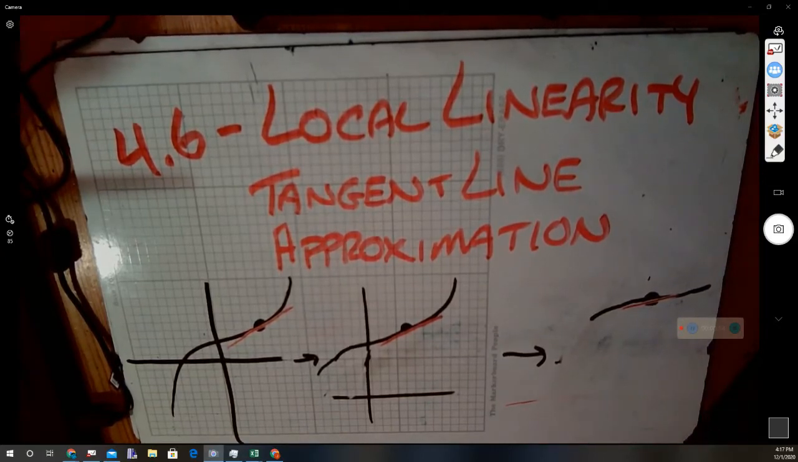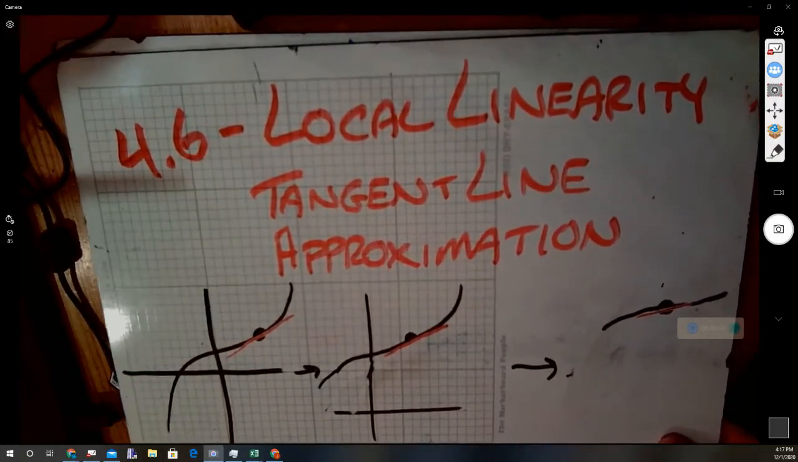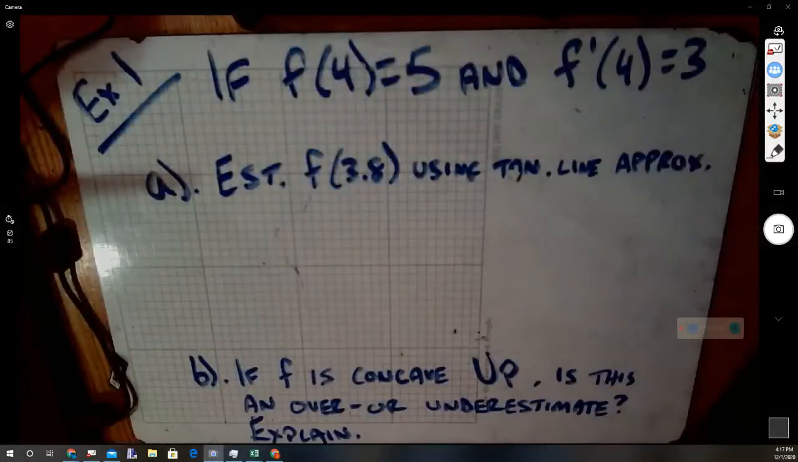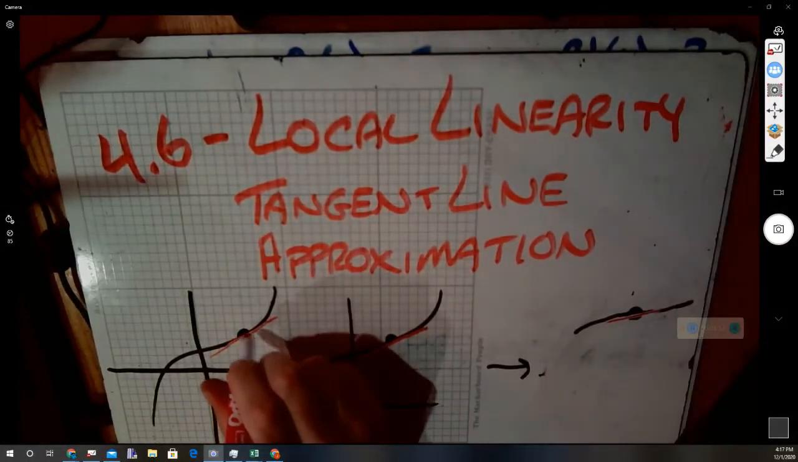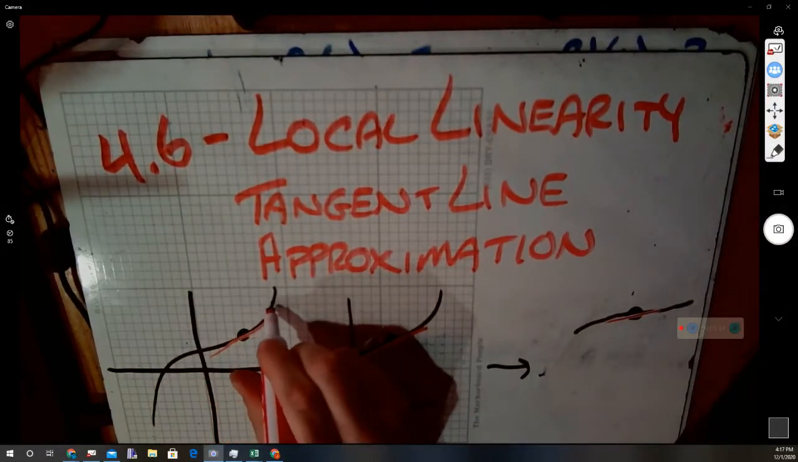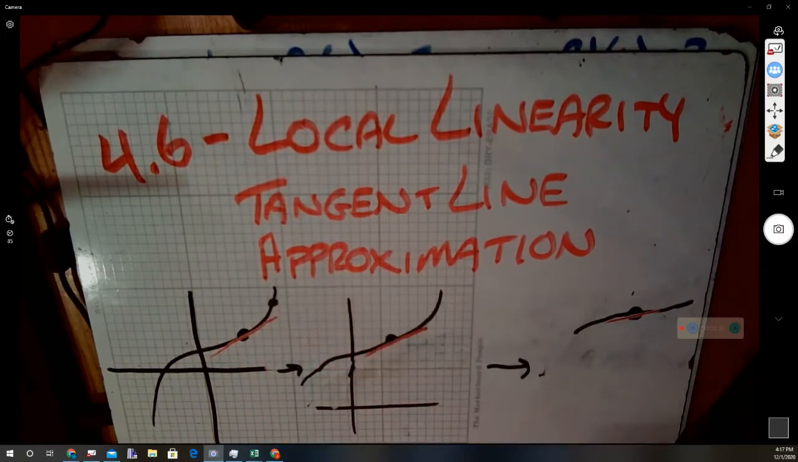Now we're going to use that to be able to do some approximating with our functions. So let's just get right into an example. They're saying, okay, if f of 4 equals 5 and we have this derivative value, they want you to be able to use that to estimate a value. So basically, we know what this function value is, and we want to estimate what it is at the next point.